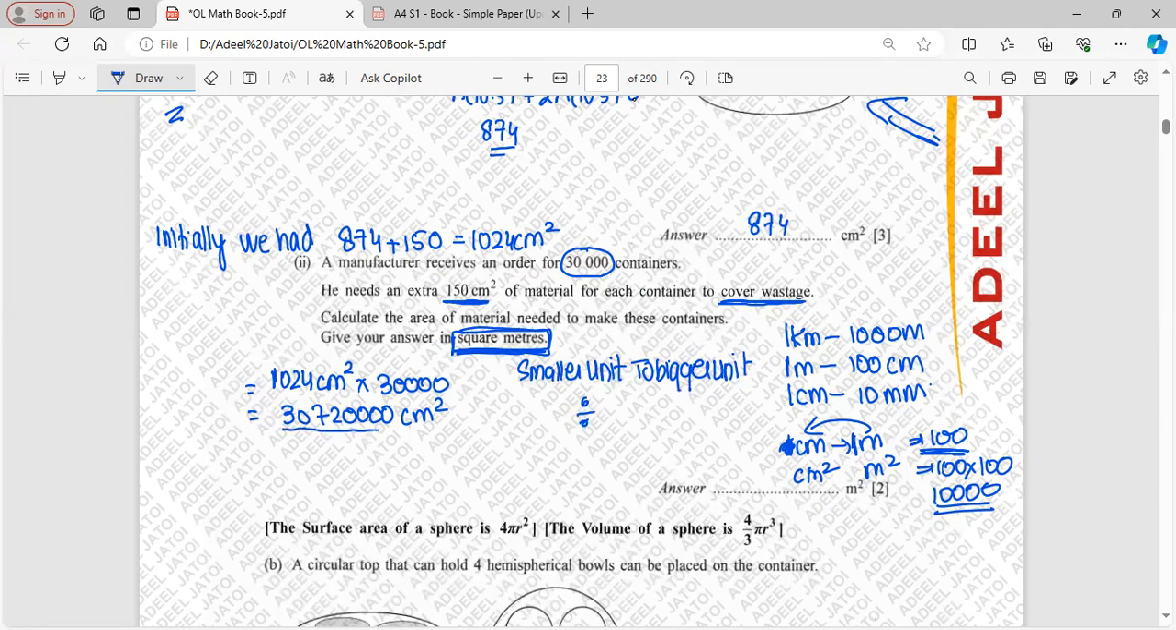So how much will I be dividing it with? 10,000. Because 1 meter to centimeter is 100, but if it is square, it will be 100 into 100, which means 10,000. So the zeros cancel out. So this means 3072 meter square of material will be needed for 30,000 containers. So I can write this 3072 here.